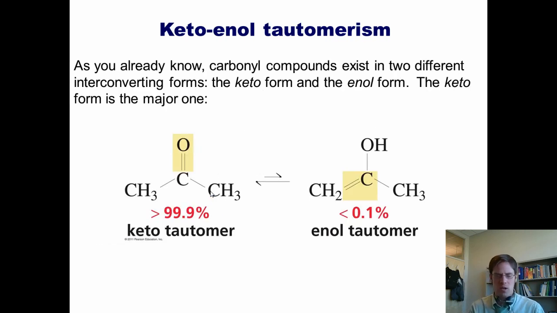As you already know, carbonyl compounds exist in two different interconverting forms. The keto form over here and the enol form shown over here. The process of interconversion is called tautomerism, and as you should also already know, the keto form is the major one. Thus, ketone compounds like this one are naturally interconverting between their keto tautomer and their enol tautomer, with the keto being much more prevalent in solution.